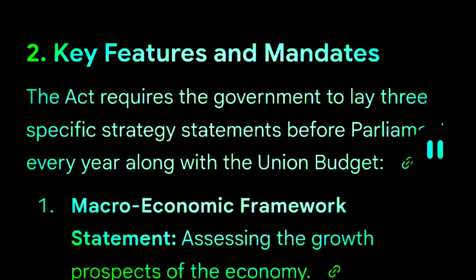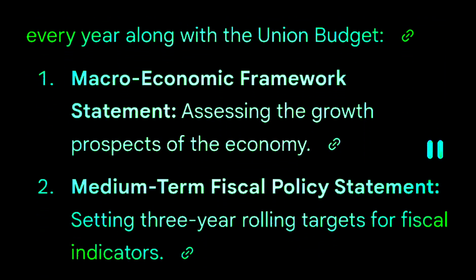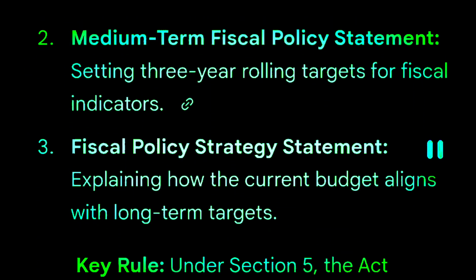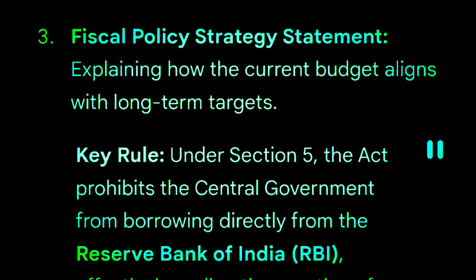2. Key features and mandates. The Act requires the government to lay 3 specific strategy statements before Parliament every year along with the Union Budget. Macroeconomic Framework Statement, assessing the growth prospects of the economy. Medium-term Fiscal Policy Statement, setting 3-year rolling targets for fiscal indicators. Fiscal Policy Strategy Statement, explaining how the current budget aligns with long-term targets.